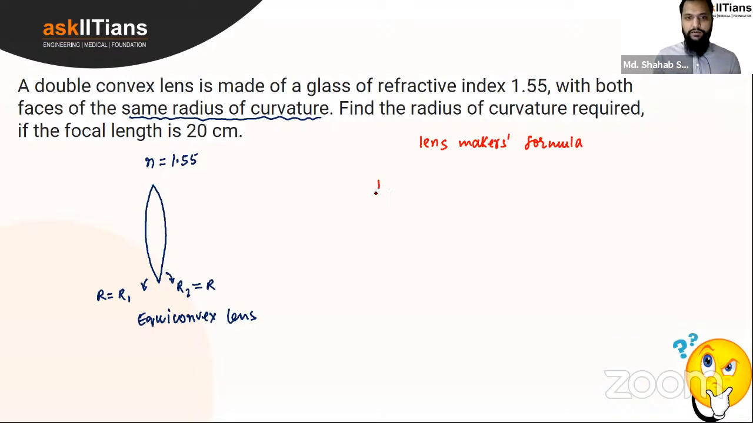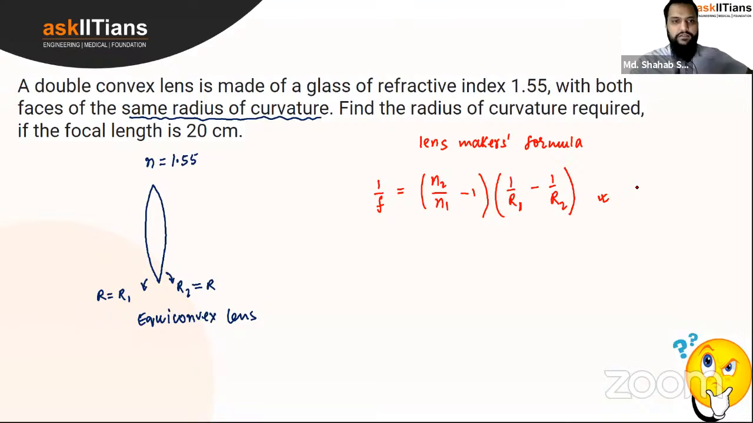The formula is 1 by f, focal length of the lens, is equal to n2, refractive index of the lens, divided by n1, refractive index of the surrounding of the lens in which the lens is kept, minus 1, and then 1 by r1, radius of curvature of the first curvature, the left side, minus 1 by r2, radius of curvature of the right side of the lens. Now this is the lens maker formula, guys, and this formula is valid for all types of lens: equiconvex lens, plano-convex lens, concavo-convex lens, concavo-concave lens, plano-concave lens. Whatever type of lens it is, this formula is valid. So this question is basically based on this formula only, right? Now let's see how we solve this question.